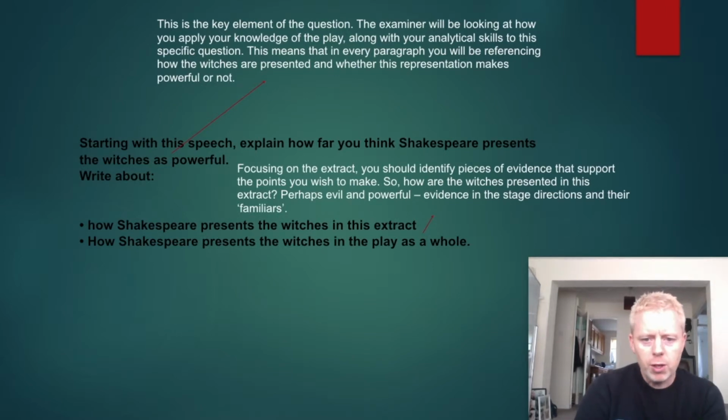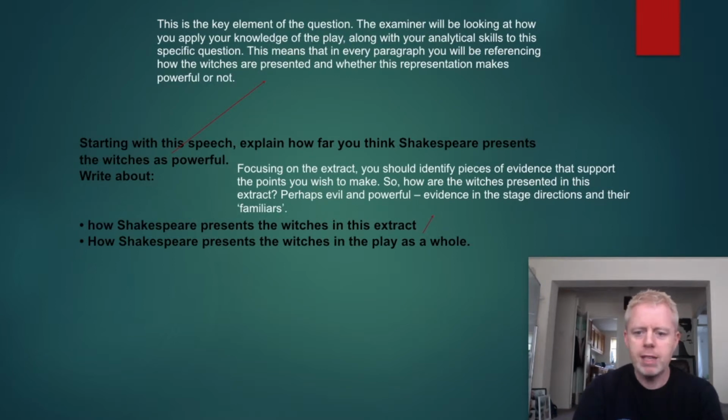So, focusing on the extract, you should identify pieces of evidence that support the points you wish to make. So, how are the witches presented in this extract? Perhaps evil and powerful. Evidence in the stage directions and their familiars. A familiar is a particular item that the witch is associated with, and each witch will have a different familiar.